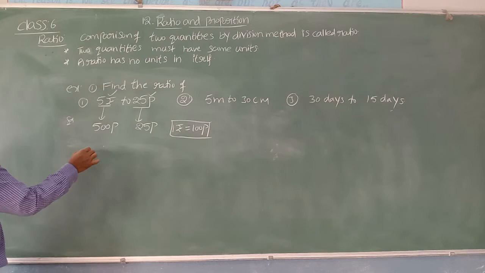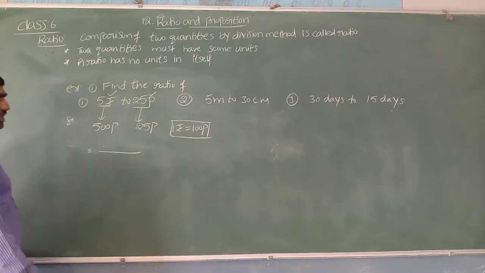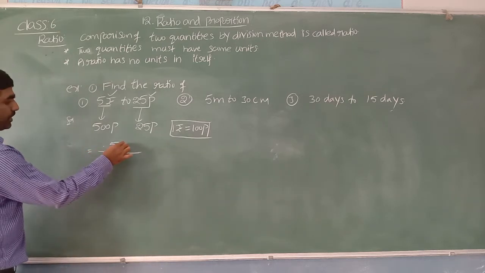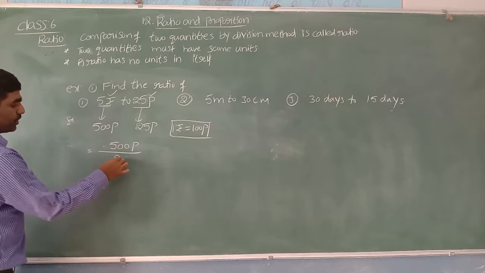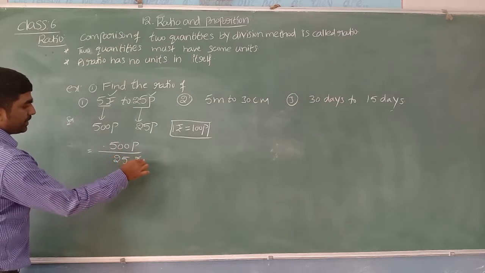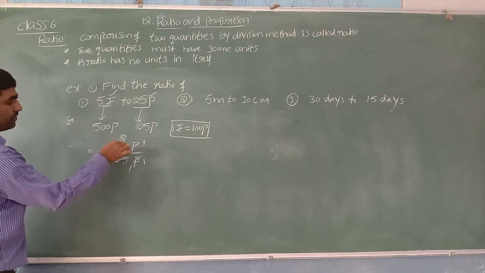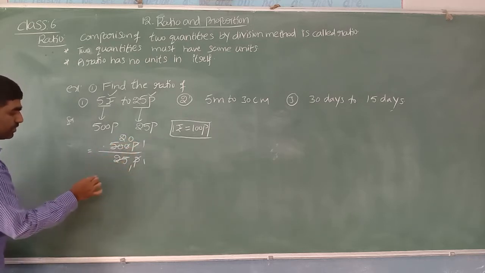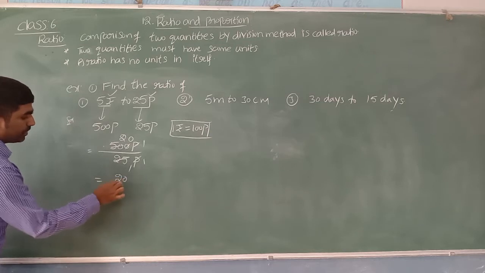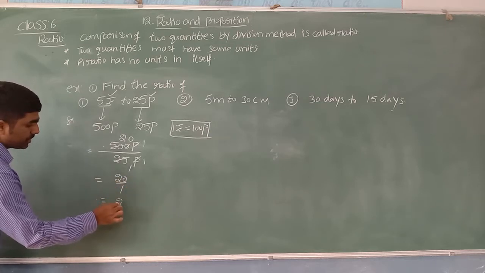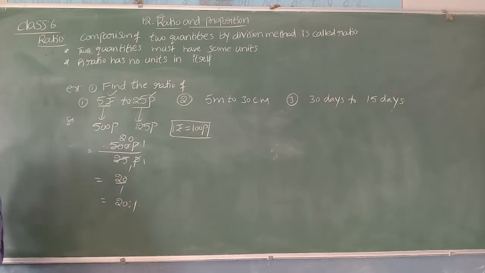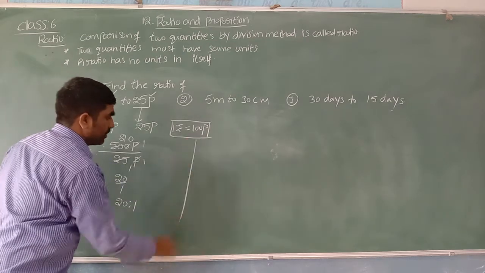After getting the same units, you can compare them by division. You can write here 500 paisa by 25 paisa. So paisa, paisa cancel. 25 ones are 25, 25 twos are 50, 25 zeros 0. So it is equal to 20 by 1. The ratio is 20 is to 1. Yes, you can see one more here.